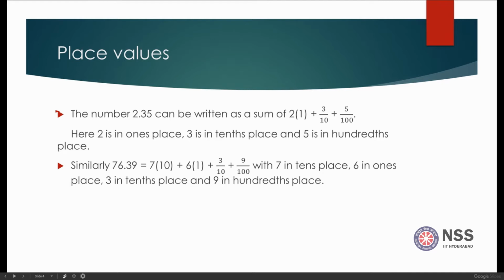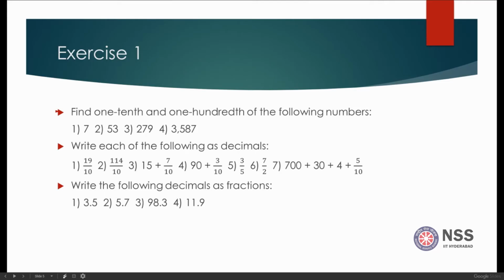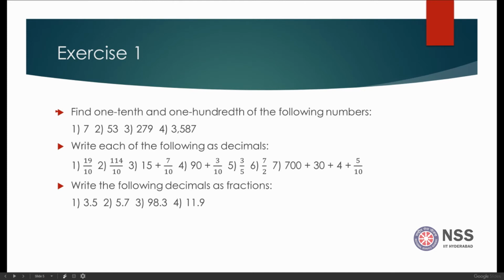Let's now have a few examples. Please pause the video and do the exercise. So, for example, I want to split place values of 3.5. In 3.5, 3 is in the ones place and 5 is in the tenth place.